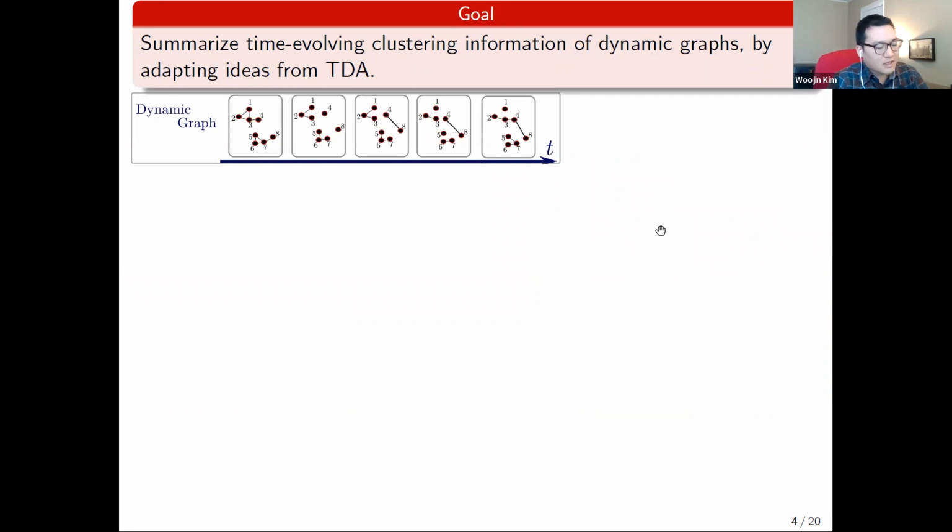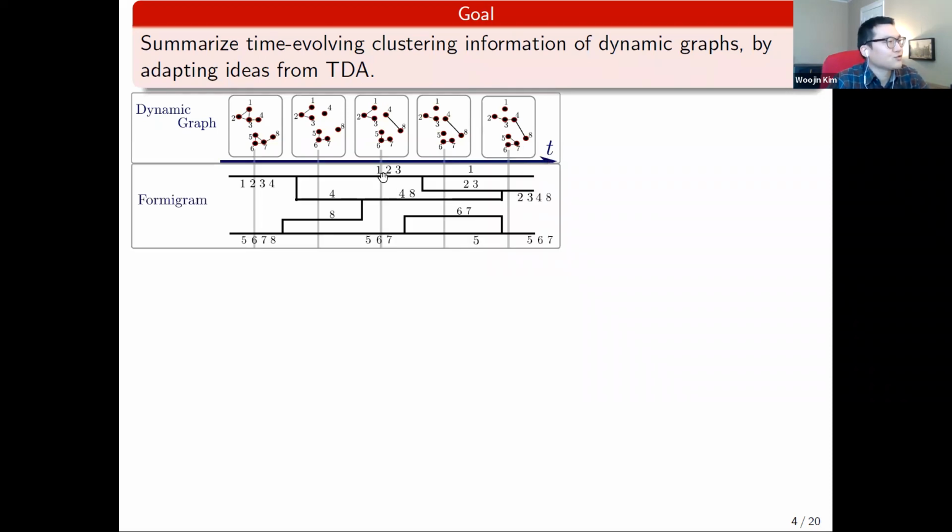So I'd like to propose in this talk a method to summarize time-evolving clustering information of dynamic graphs using ideas from TDA, specifically using ideas of Möbius inversions. Here we have a dynamic graph over the timeline. One straightforward way to encode the evolution of connected components is drawing the so-called formigram. At this time, we have 2 connected components containing vertices 1, 2, 3, 4, and vertices 5, 6, 7, 8. Those correspond to 2 different branches in the formigram.